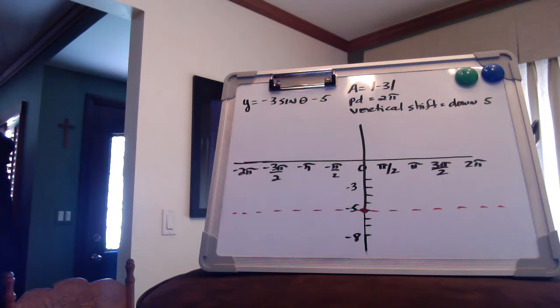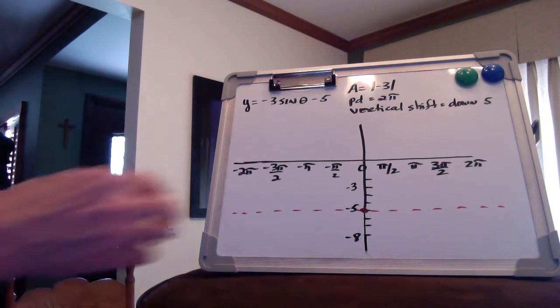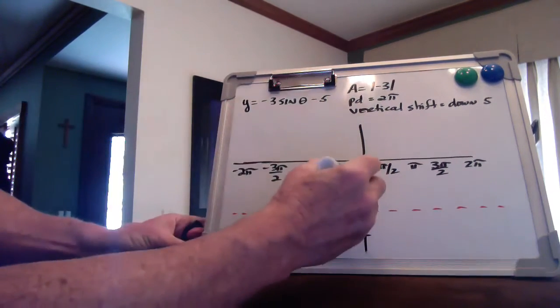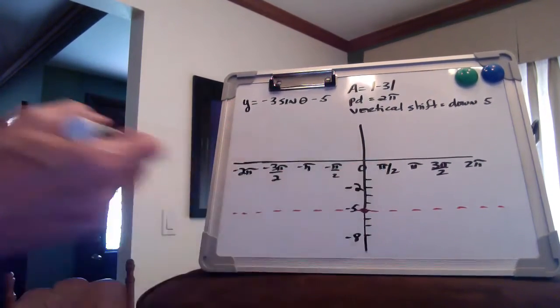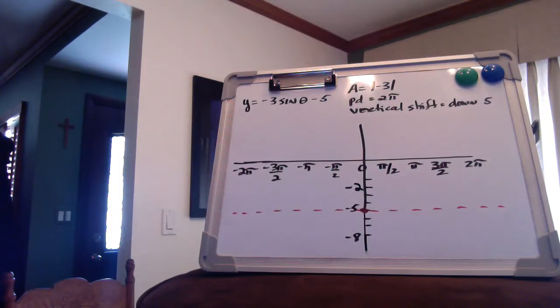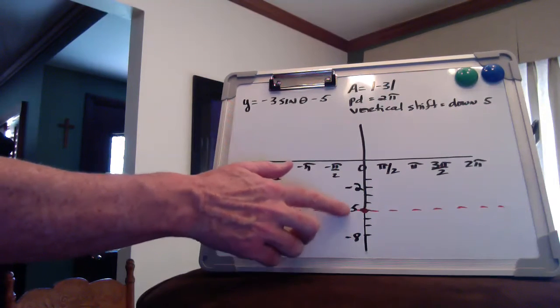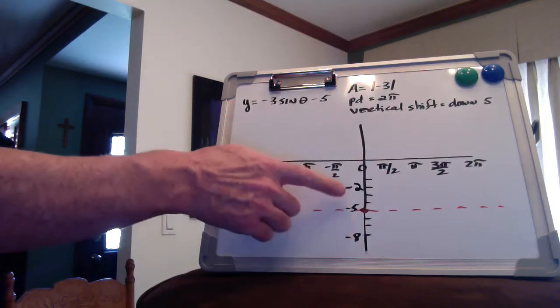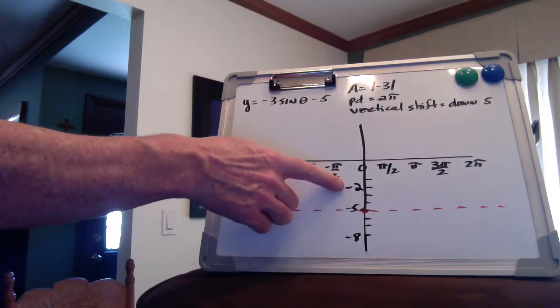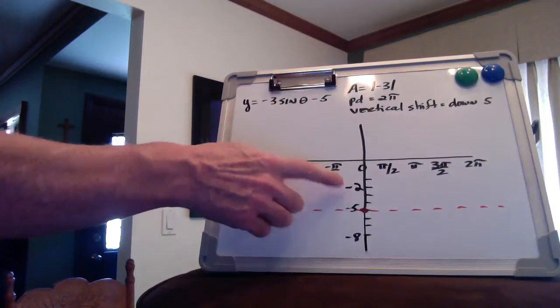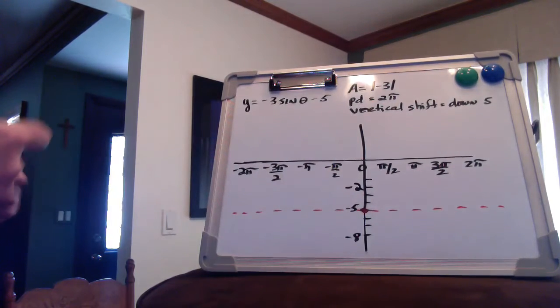So then I have a mistake here. This should be -2. I had the correct space, but the wrong number. So the distance going from the horizontal to the low point shows an amplitude of 3. And then going from here to this point right here also shows an amplitude of 3 for your high point.